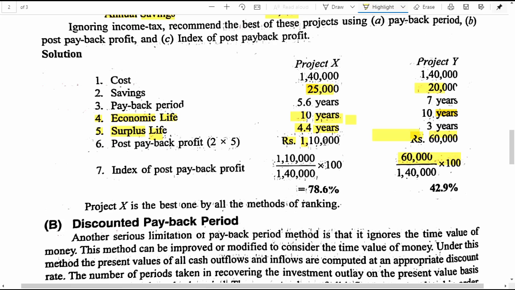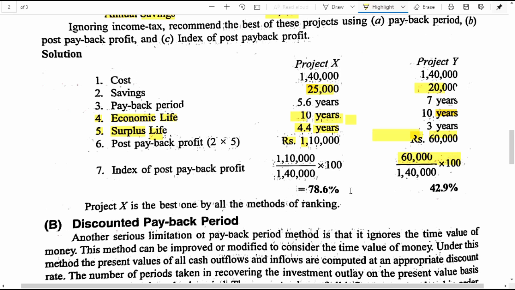1,10,000 post payback profit divided by the total investment on the project, 1,40,000, into 100, gives us 78.6% as the index of post payback profit of project X. For project Y, post payback profit 60,000 divided by total investment on the project, 1,40,000, into 100, gives us 42.9% as the index of post payback profit of project Y.